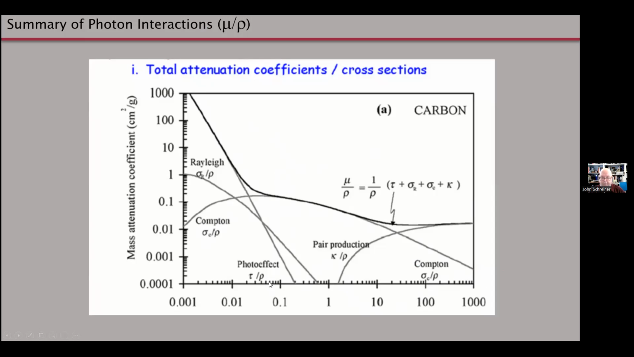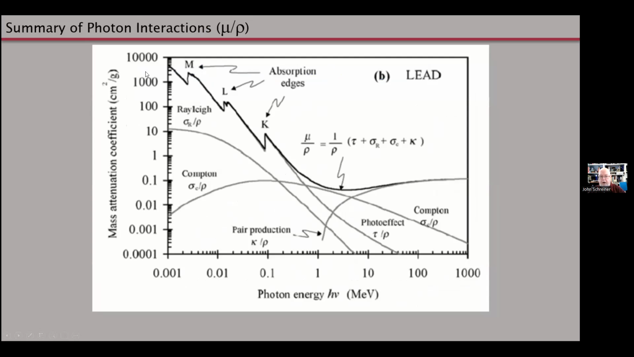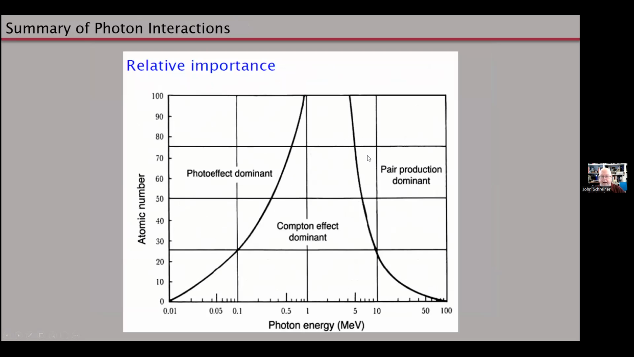And so here we have the energies that are used in diagnostic radiology, and here we have the kinds of energies that are used in radiotherapy. And for lead, the shape is something like this. Again, there's a certain probability of the interaction happening. And if you look at the relative importance of these interactions, in much of radiotherapy, it's Compton scattering that is the most prominent of the interactions that are happening.